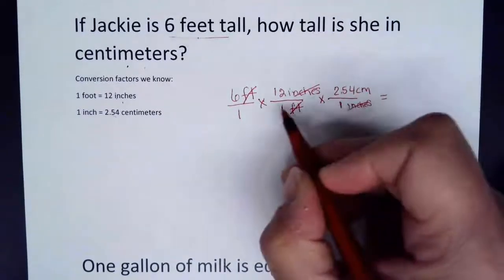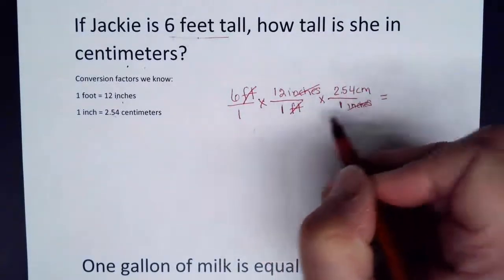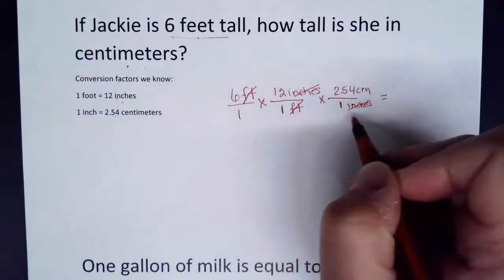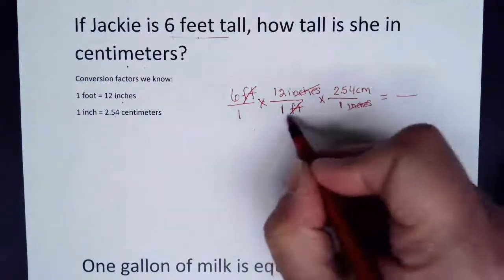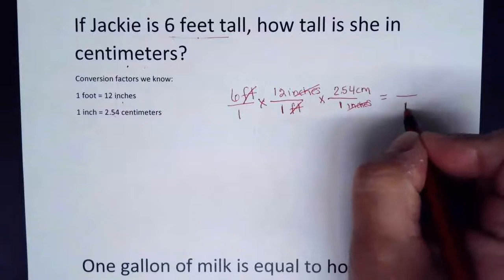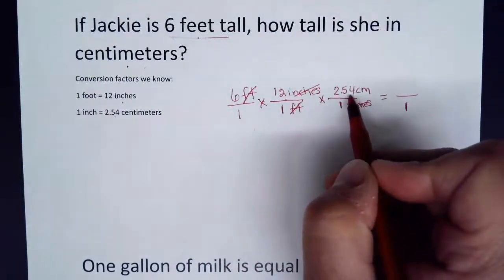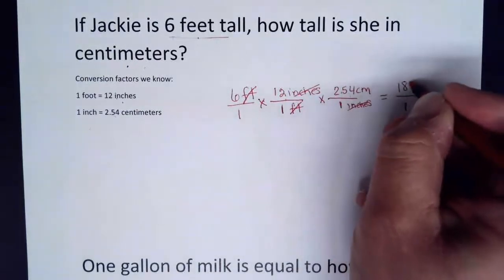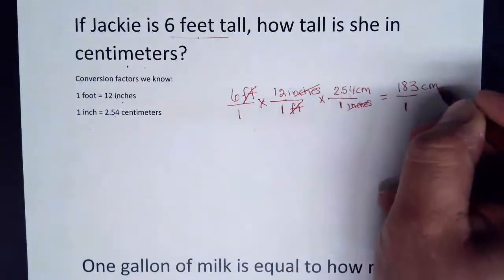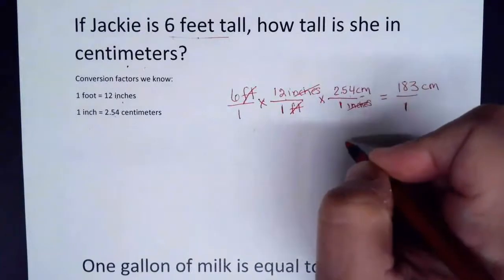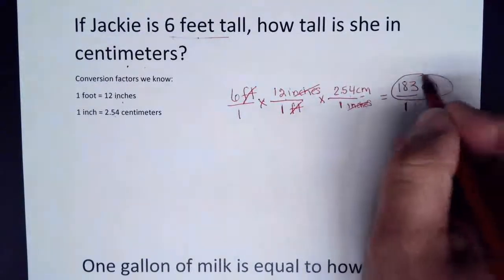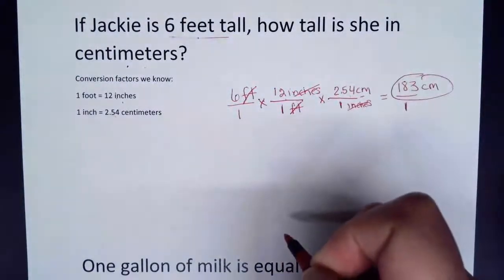So now all we do is multiply across the numerator and multiply across the denominator, right? So 1 times 1 times 1 is 1. 6 times 12 times 2.54 equals 183. We know that that's in centimeters because that's the only unit that hasn't been canceled. And so our answer is 183 centimeters.